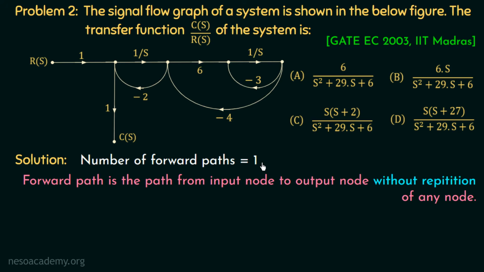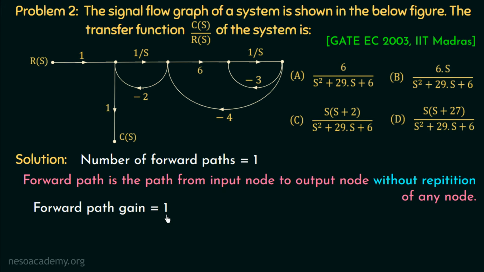Let us now move on to the forward path gain, which is the product of these two branches. So 1 multiplied with 1 is equal to 1. Now moving on to the identification of individual loops. Observe the signal flow graph and try to find out the number of loops. Firstly, if we start from this node and move to this node along this branch and take this branch to come back to this node, then it will form a loop.